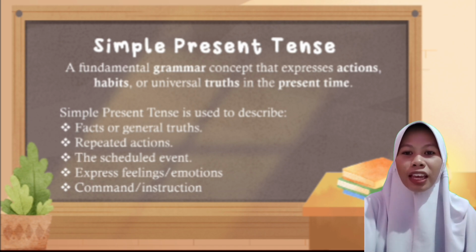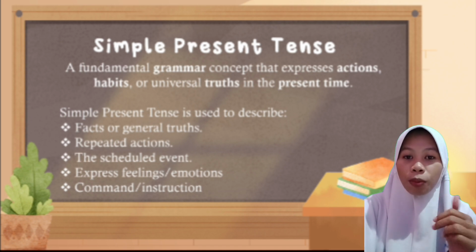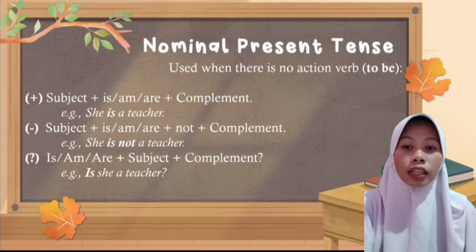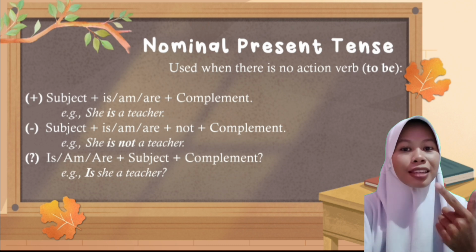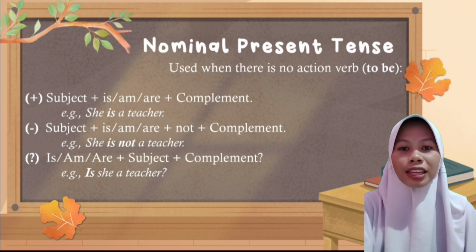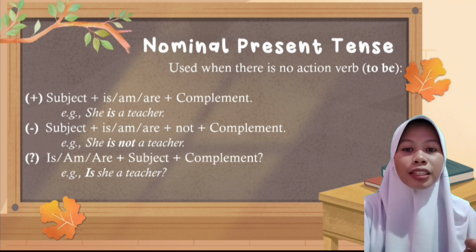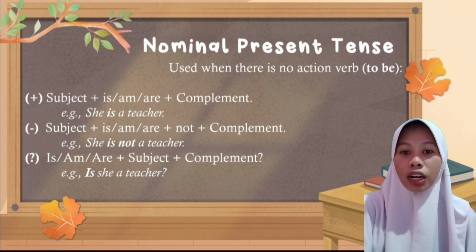Now, let's look at the formula. There are two types of sentences, nominal and verbal. The nominal present tense is used when there is no action verb in the sentence. Instead, it uses the verb to be: is, am, are. First, the positive form: subject plus is, am, are, or to be plus complement. For example, she is a teacher.